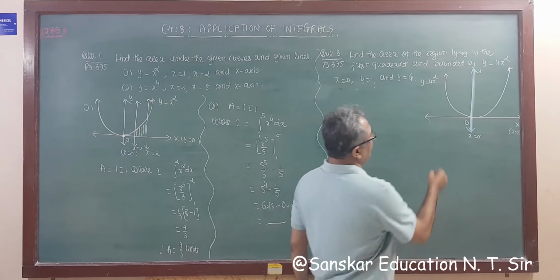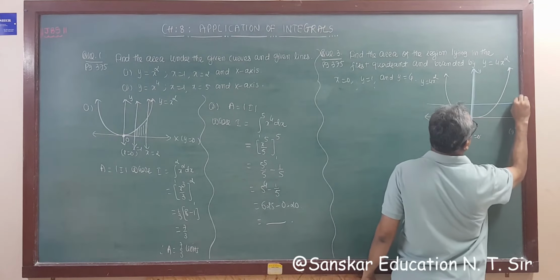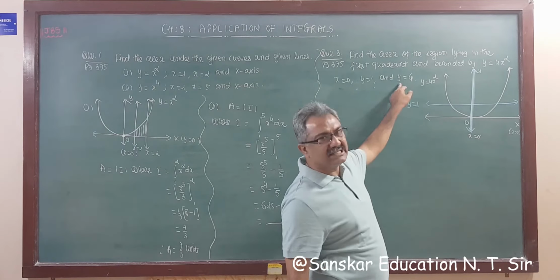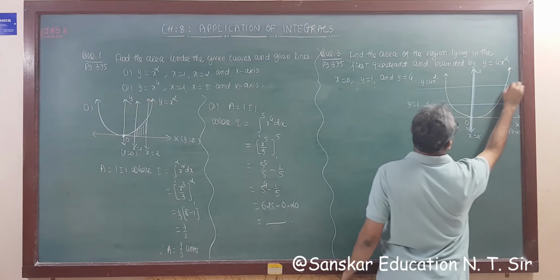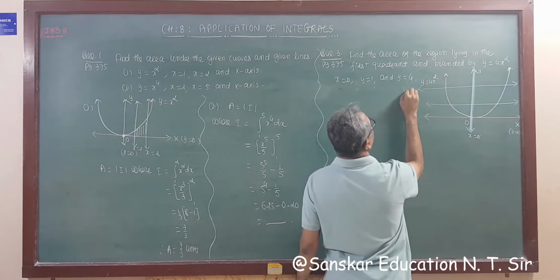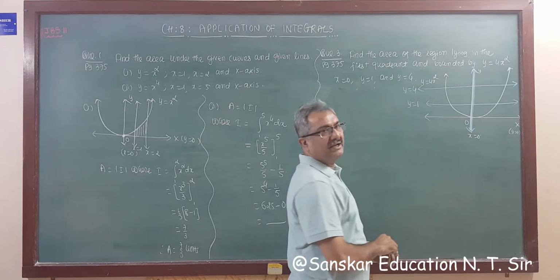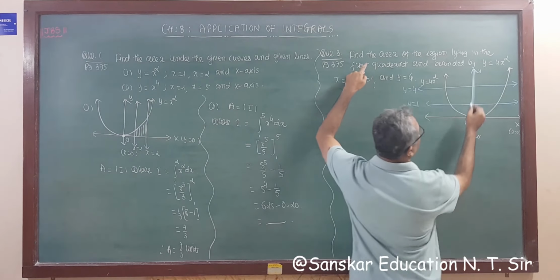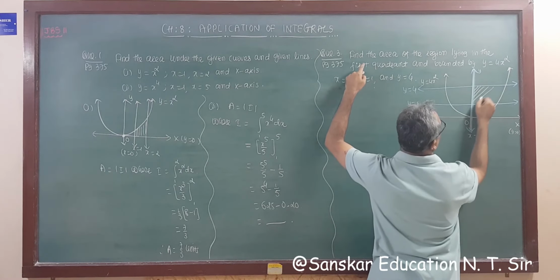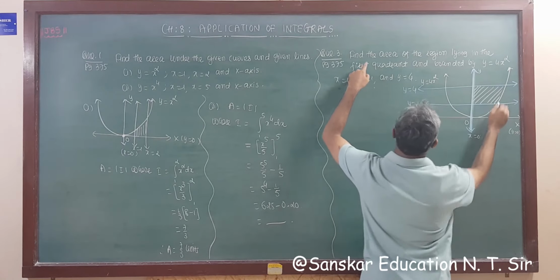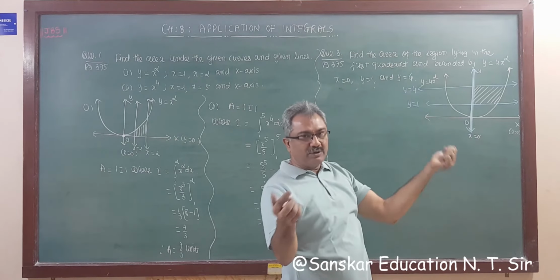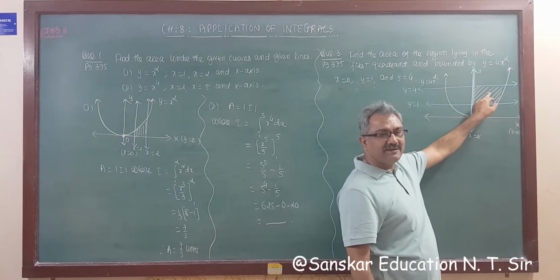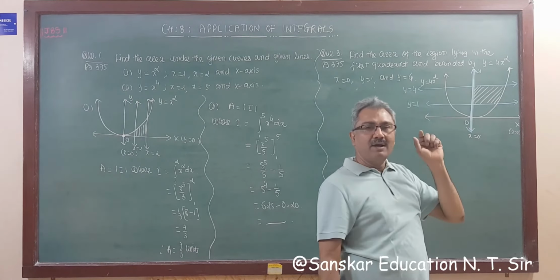Then y is equal to 1. Suppose this is the line. This is the line y is equal to 1 and y is equal to 4. So this is the line y is equal to 4 in the first quadrant. That means we have to find out this area, right? If it is not given in the first quadrant, then the area is 2 mod I, but it is given only the first quadrant, so that means we have to find out only I.